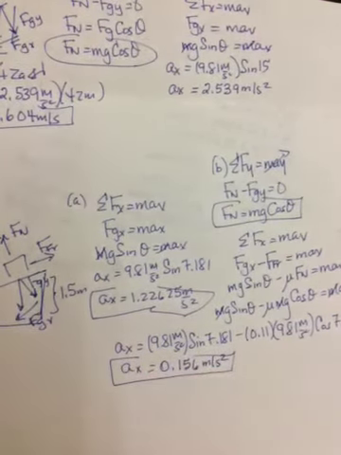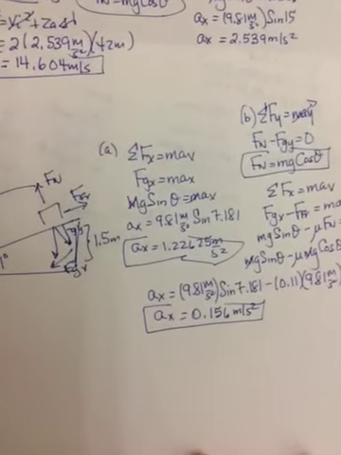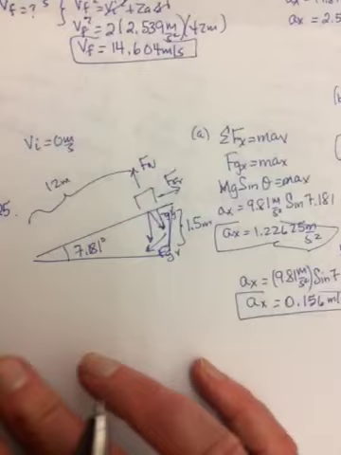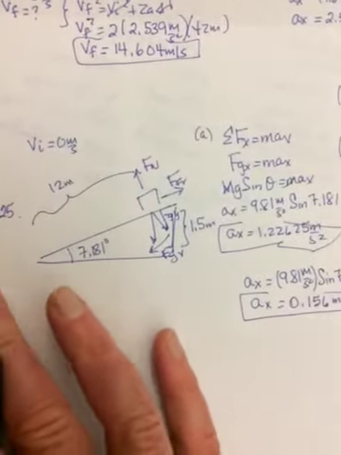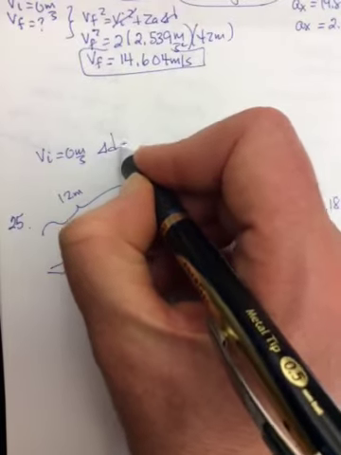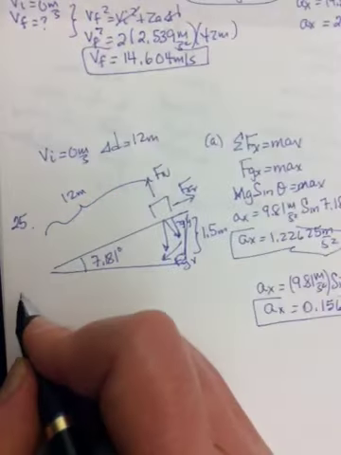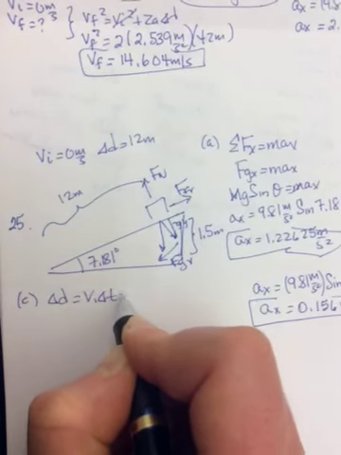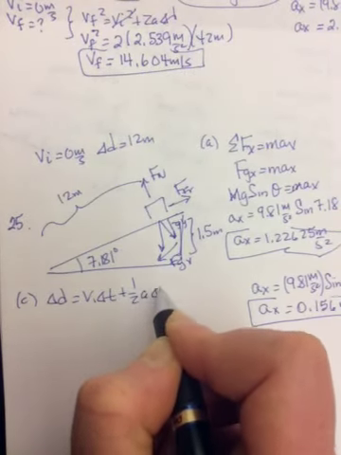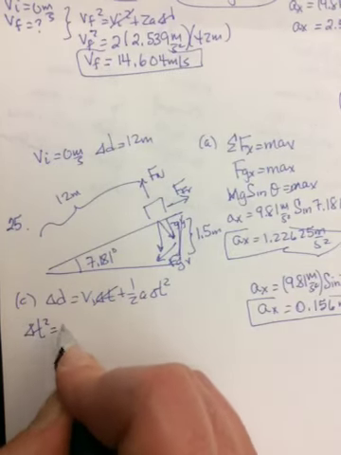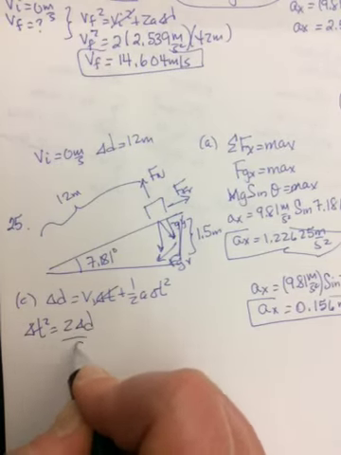Part C then says the time it takes to reach the bottom of the ramp if the friction is acting as it says in part B. So if using this friction, it says it starts from rest, the ramp is 12 meters long, and it wants the time. So delta D is equal to VI delta T plus 1/2 A delta T squared. Starts from rest, so this goes to 0. So T squared equals 2 delta D over A.